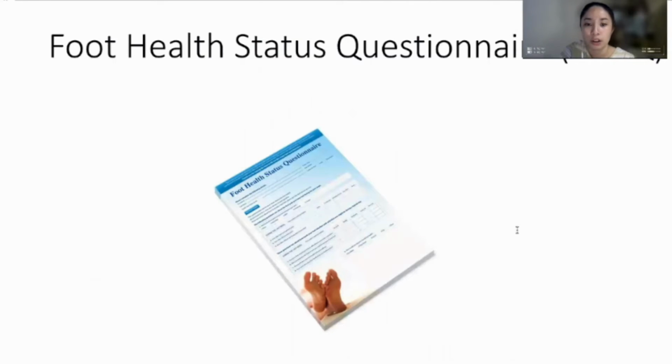This is the foot health status questionnaire. This is just a self-perception of foot health related to quality of life. This is an example of what they would answer.